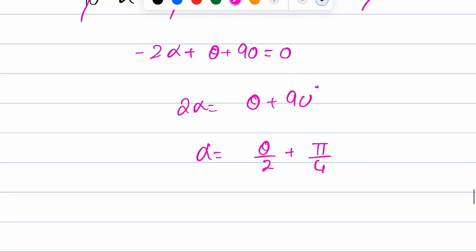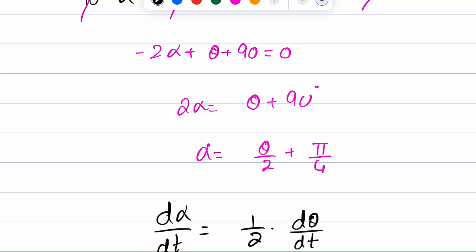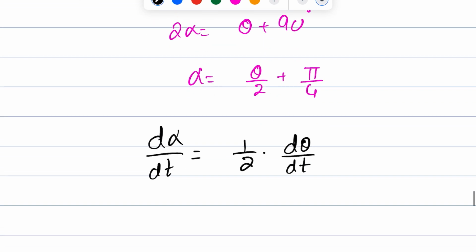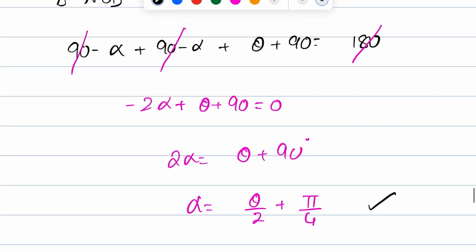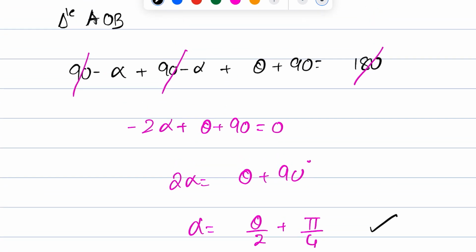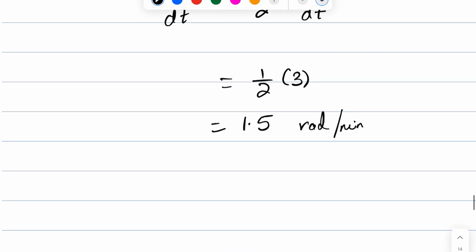So this is alpha. Now what do I find? I want to find d alpha by dt, differentiating with respect to t on both sides. So theta by 2, the derivative is 1 upon 2, and theta's derivative is d theta by dt. Then plug in over here, plus pi by 4, whose derivative is 0. 1 upon 2 times 3, which is going to be nothing but 1.5 radians per minute. That's going to be the answer. So we just need to get an idea that alpha equals theta by 2 plus pi by 4. I used the fact that the sum of all angles in a triangle is 180 degrees, and by that I was able to get a relation between alpha and theta.